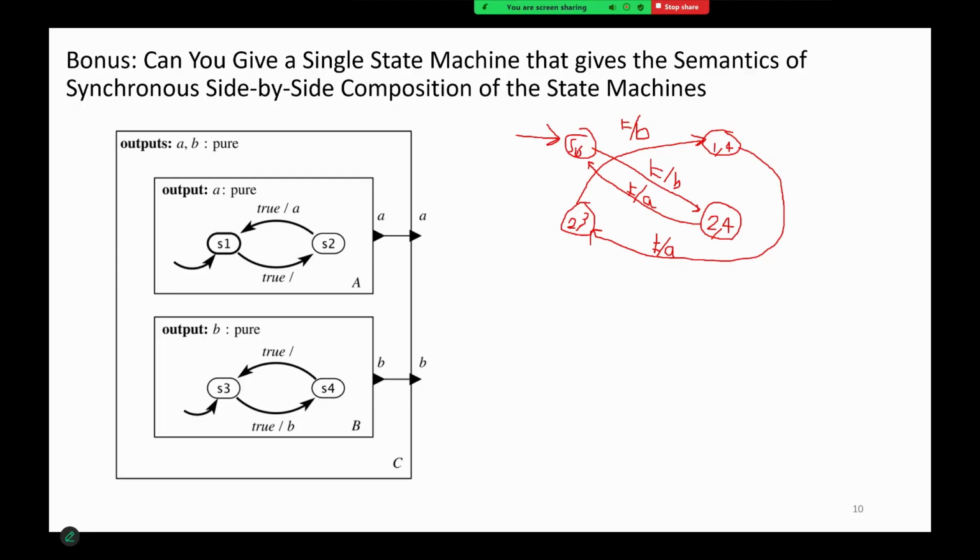Do you have other opinions? Why we consider 1, 3, 1, 4, 2, 4, 2, 3?